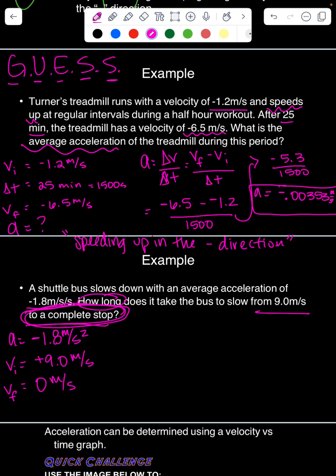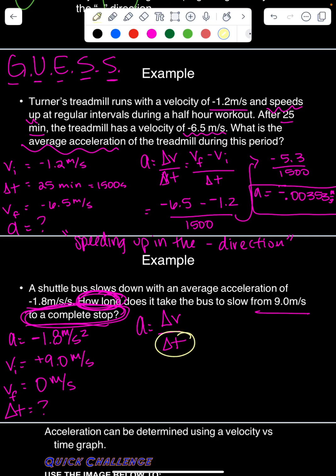And then the next thing that I write is my unknown. How long does it take the bus to slow down? So that means we're looking for our time interval. I've got all of my givens written down, and I've got my unknown written down. The next step is to write our equation. We know acceleration is equal to our change in velocity over our change in time.